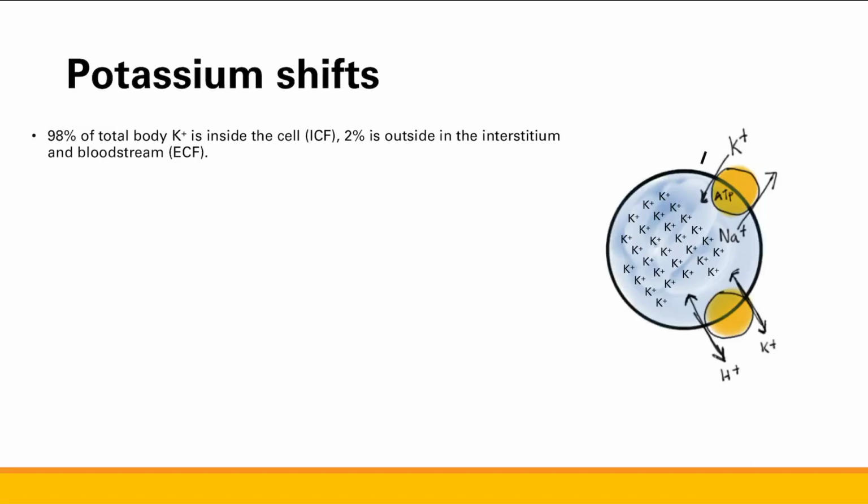We're going to talk about potassium shifts, so how potassium will shift inside and out of the cell. And then we're going to talk about electrolyte changes with diuretic use. So first, potassium shifts. Remember that most of our total body potassium is within the cell.